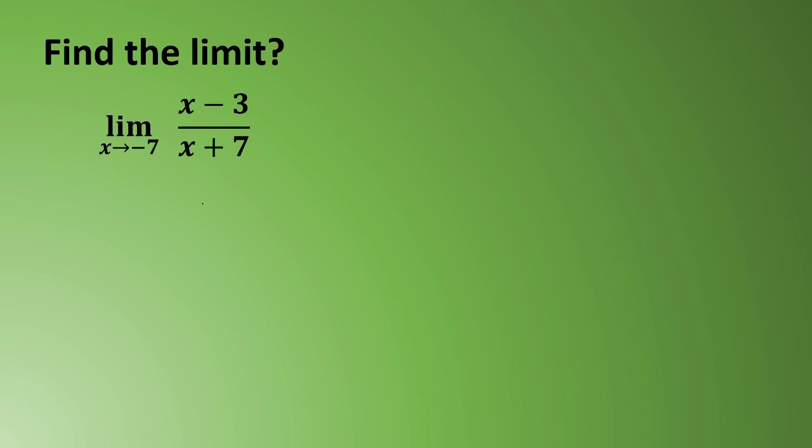Here we have the limit of x minus 3 over x plus 7 as x approaches negative 7. Let us first try to get f of negative 7. So negative 7 minus 3 over negative 7 plus 7. So this is negative 10 over 0. So this is another case of infinite limits.